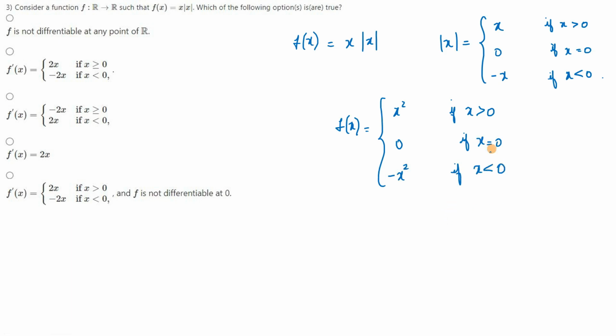For this, what will be the differentiation? The differentiation f dash of x will be equal to 2x for x greater than 0, 0 if x is equal to 0, and minus 2x for x less than 0, right? So we can combine x equal to 0 with the upper value. That will be given by the first option: f dash of x is equal to 2x if x is greater than or equal to 0, or minus 2x if x is less than 0.